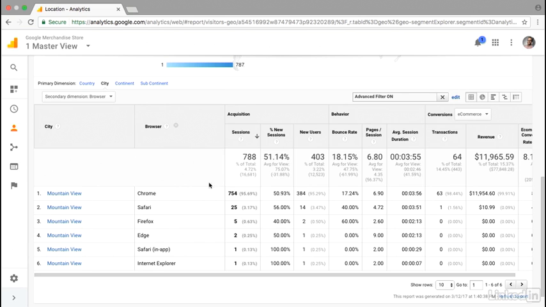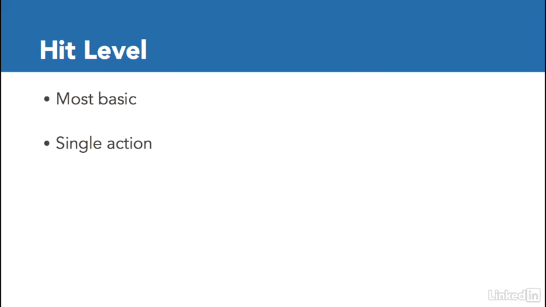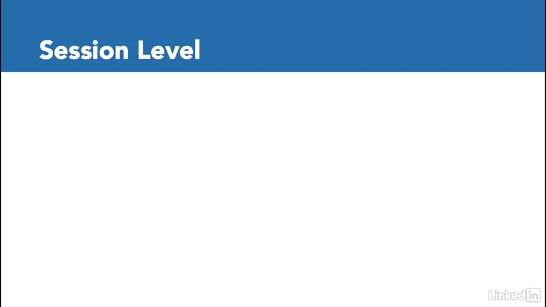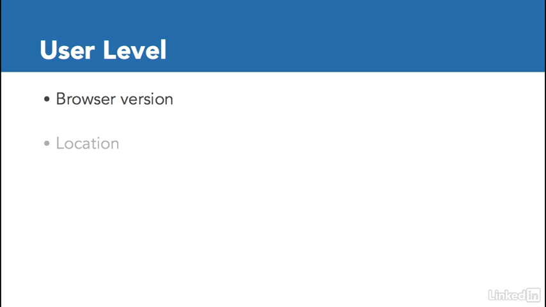You'll notice that there are a lot of metrics associated with particular dimensions, but that doesn't mean that every metric can be combined with every dimension. Each dimension and metric has a scope. They can be user level, session level, or hit level. A hit level is your most basic. This is a single action that is taken. A session is all the actions or hits a user takes on your site in one session, and user level dimensions are things like browser version and location.